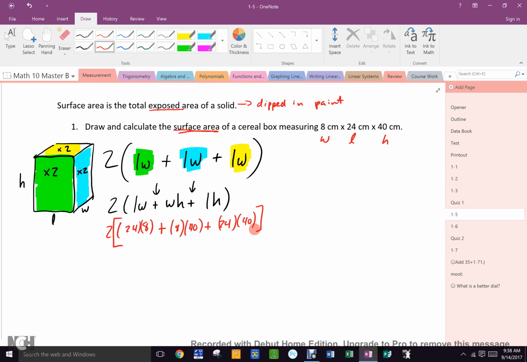But just for fun, 24 times 8 is 160, and 32 is 192. 8 times 40 is 320. 24 times 40 is 480. 480 and 320 is 800, and 192 is 992. So 2 times 992 is 1984. I did that all in my head. Lexi, what'd you get?